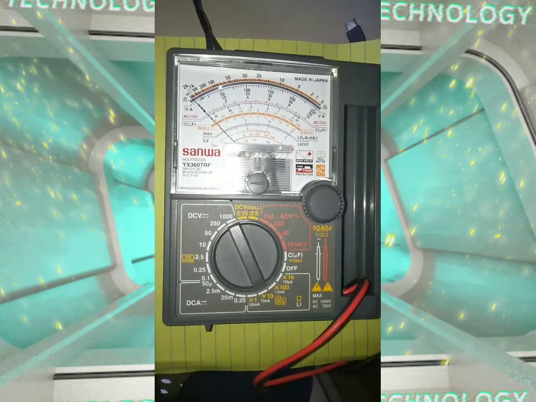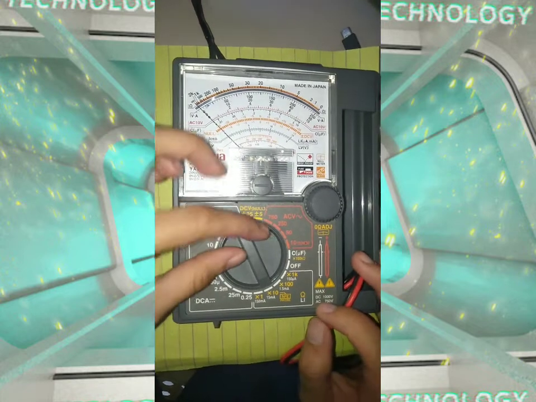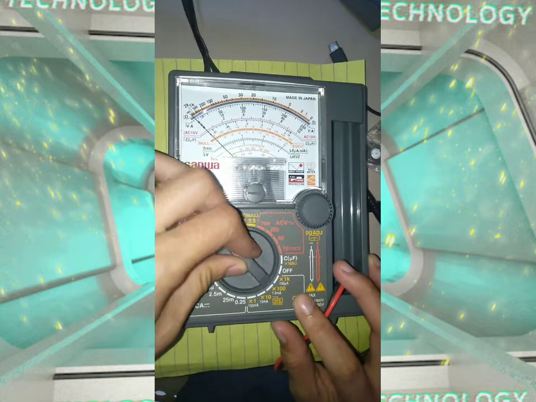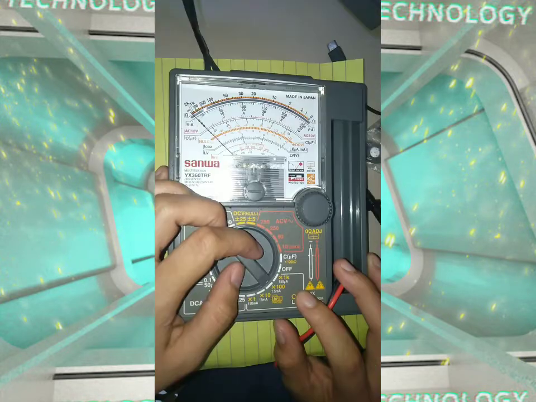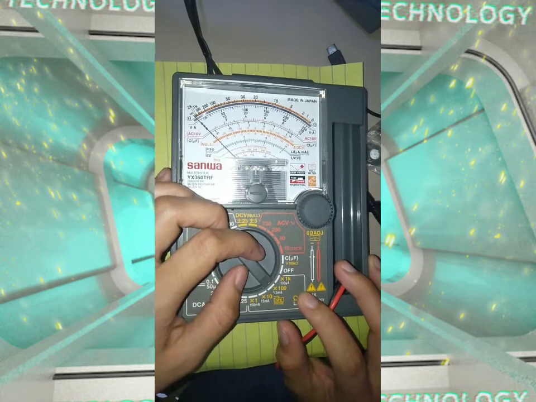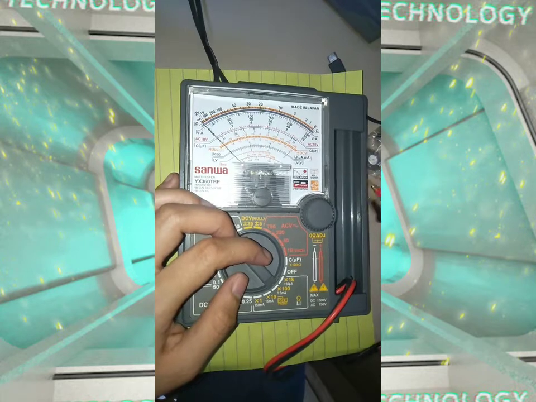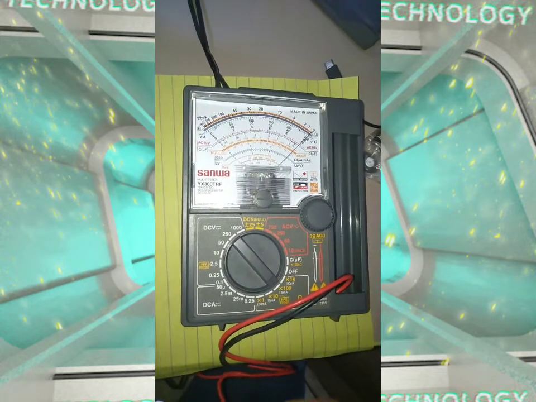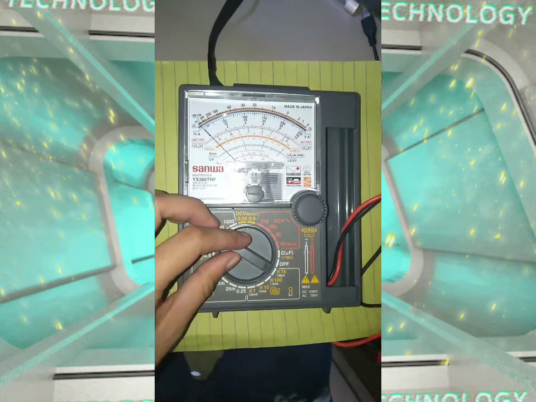Next, you are going to adjust the range selector to times 100, and then do the same thing you did the last time at times 1 and times 10. Then after that, you are going to calibrate again our positive and negative test rod to see if it is still at the 0 point. So now it is already at times 1K.